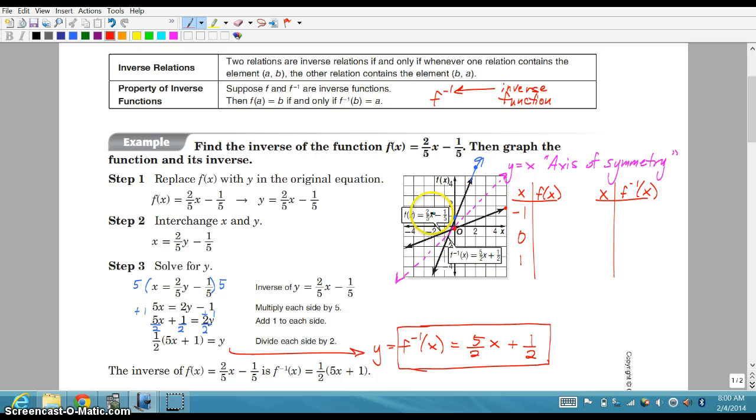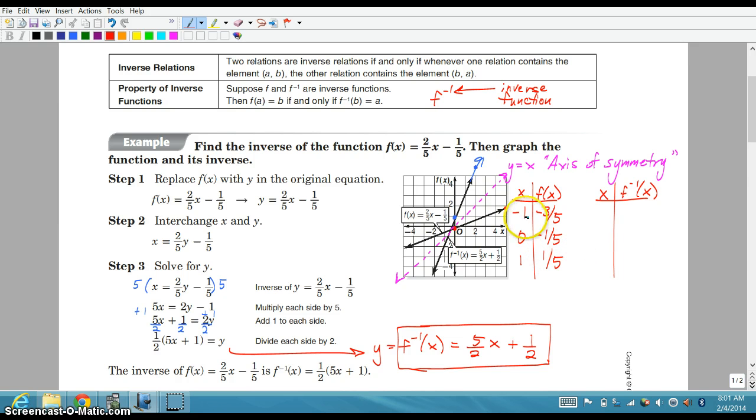Plugging in -1 will give us -2/5, so we have -2/5 minus 1/5. So that's -3/5. Plugging in 0, well, that will give us 0 times 2/5, 0, and then -1/5. Plugging in 1, 2/5 minus 1/5, 1/5.